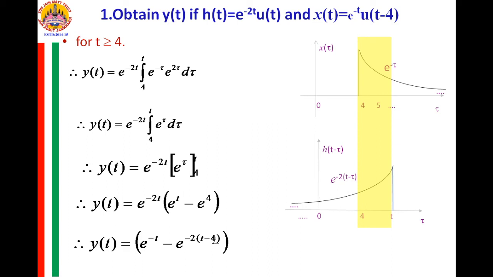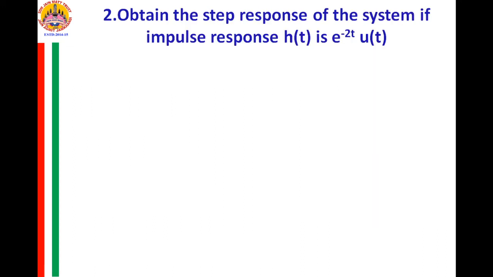For t less than 4, y of t is equal to 0. So this y of t we can also write in terms of a step signal by simply multiplying this with u of t minus 4. So y of t is equal to e raised to minus t minus e raised to minus 2t minus 4, times u of t minus 4. Okay, I hope that you understood this.